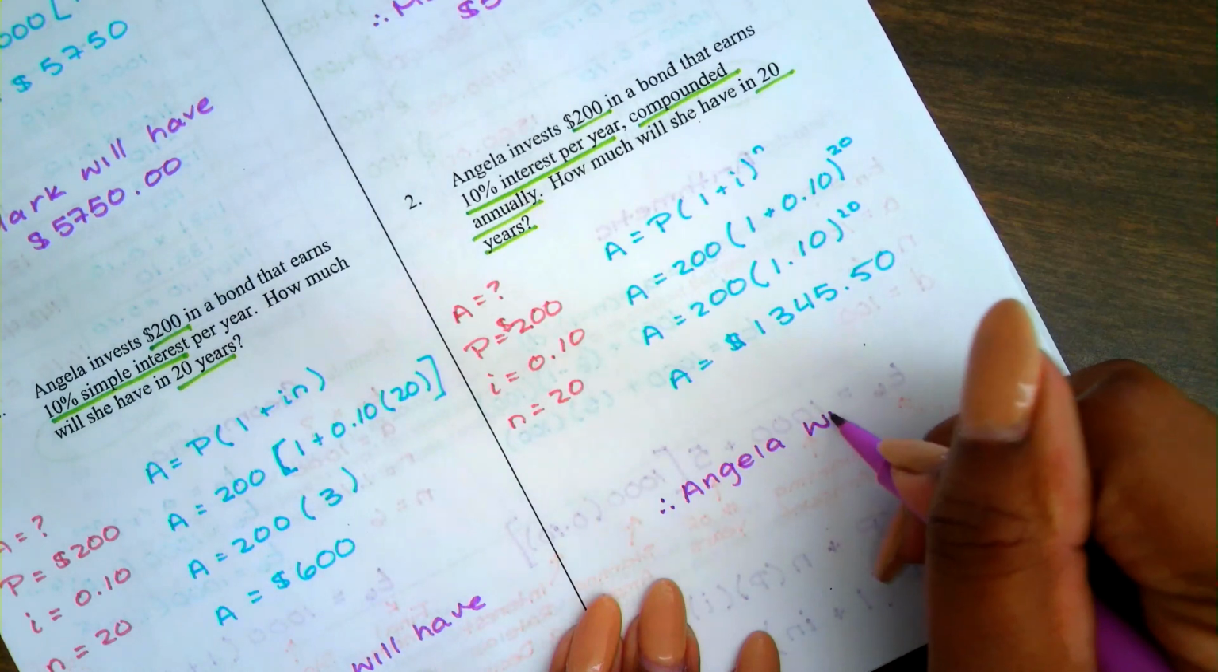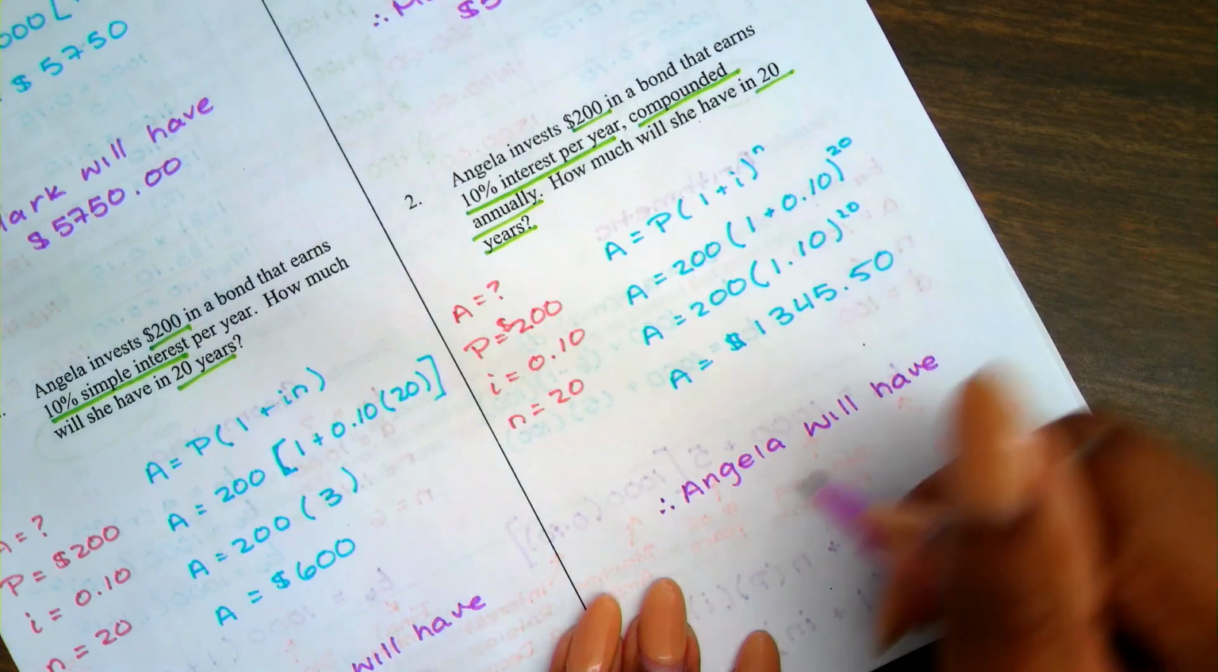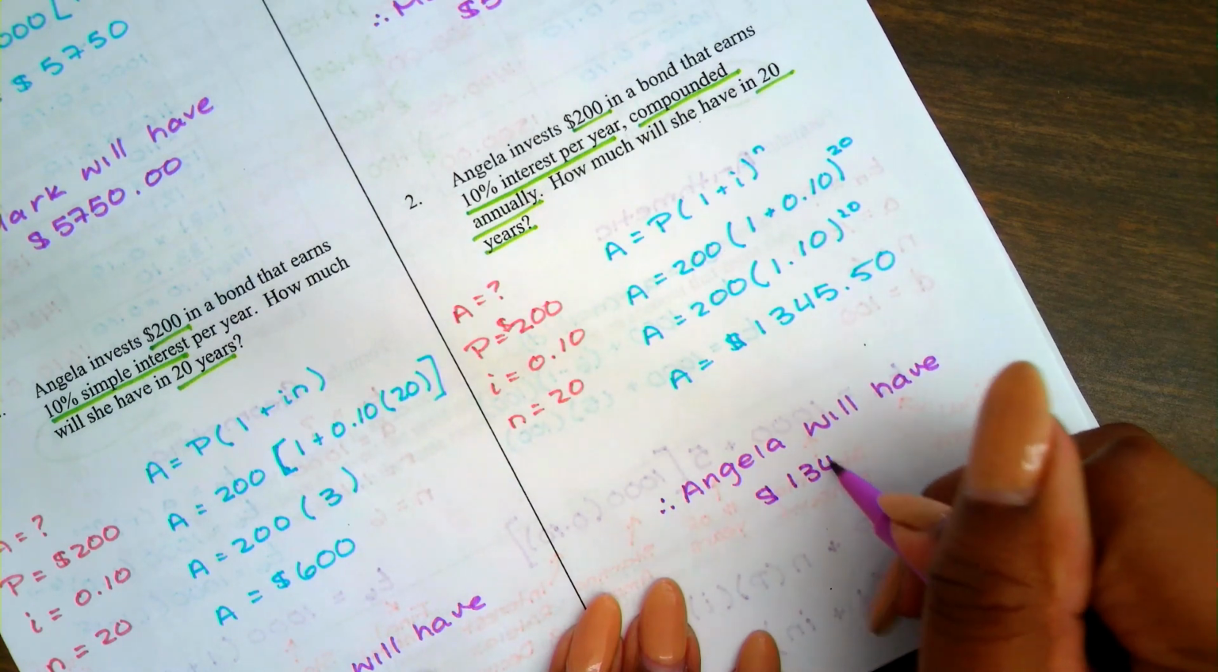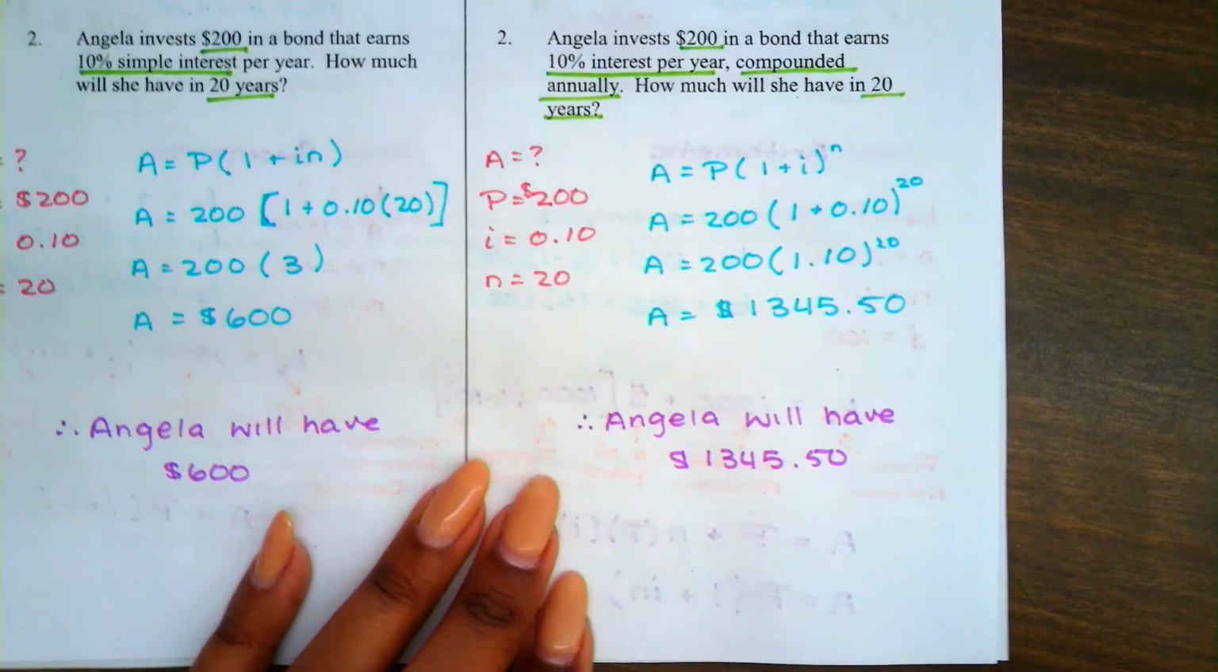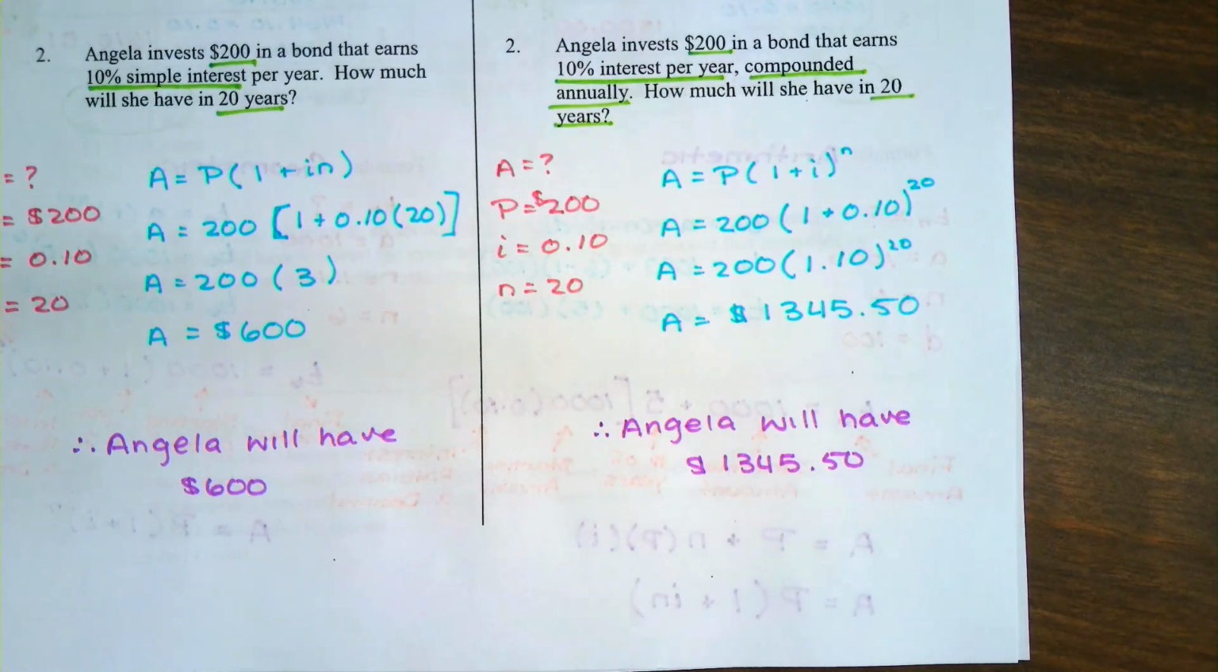So therefore, Angela will have $1,345.50. Now, if you compare those two, obviously for compound interest, Angela made so much more money, over double. So in some cases, compound interest is so much more beneficial. So that's simple interest versus compound interest.